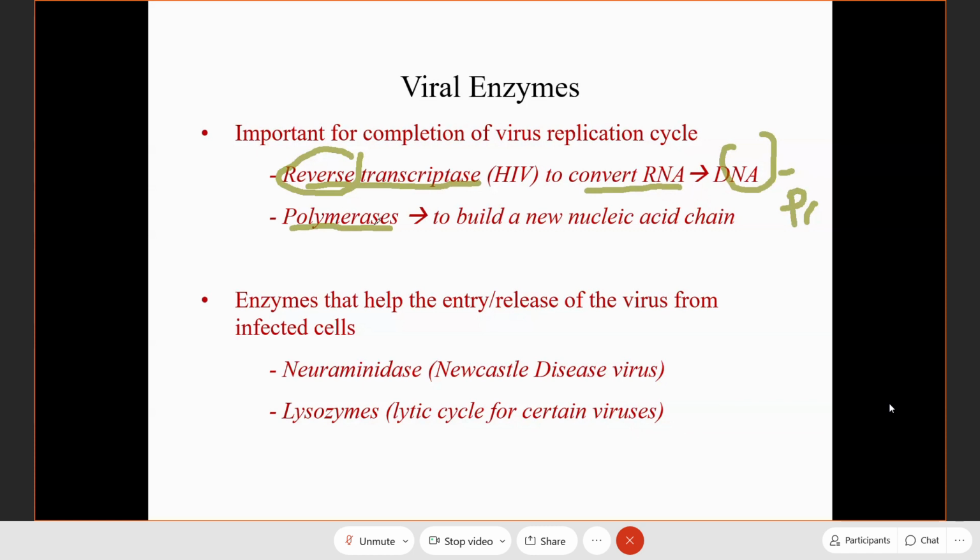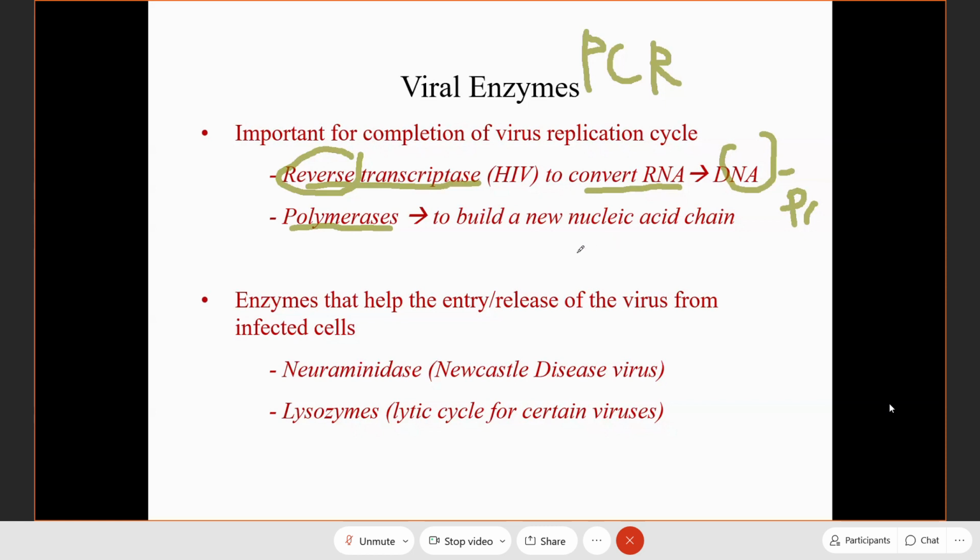Polymerase, to build a new nucleic acid. They try to polymerize, to make as many new DNA or RNA as possible. So you know this COVID-19, the test they use, they call it PCR. You know this? Polymerase chain reaction. Polymerase chain reaction.